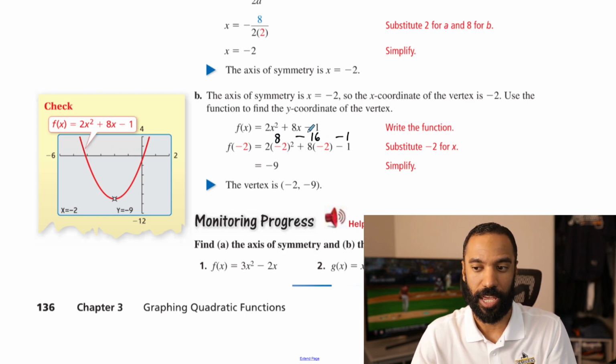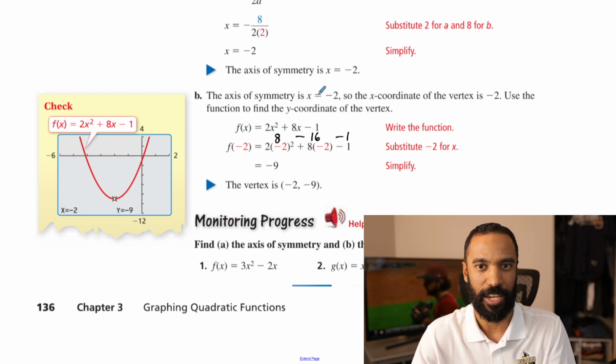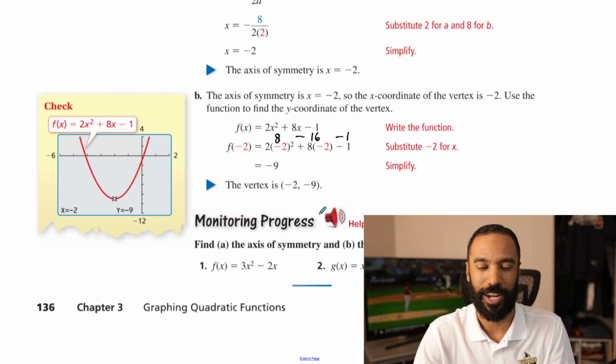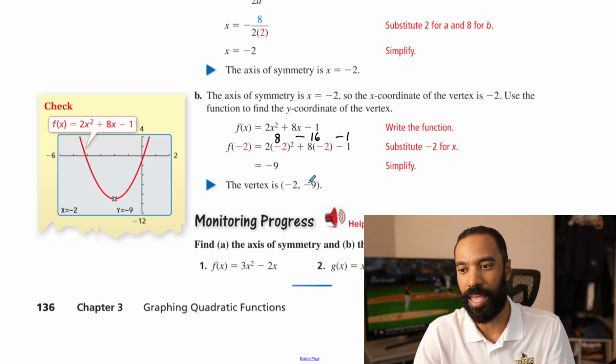And there's more I'm going to say about these calculations later, especially if they are big or they seem like fractions and a little troublesome. What's going to help you? So the vertex is negative 2, negative 9. You substitute negative 2 for x, you get negative 9 out.